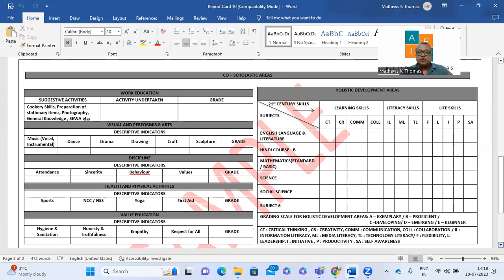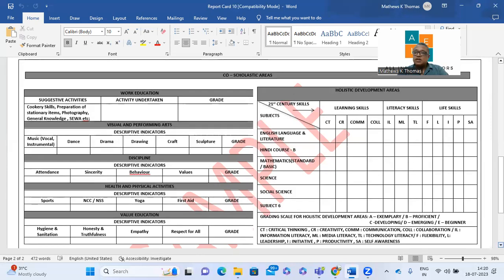That can be given A, B, C, D, whether they are exceptional or outstanding or proficient or limited, whatever that is. And work education can be included: cookery skills, preparation of stationery items, photography, general knowledge, seva, all that is there in work education. Then discipline is a very, very important thing that can be assessed.